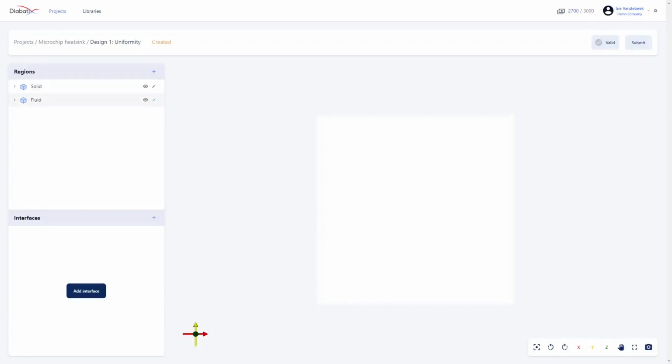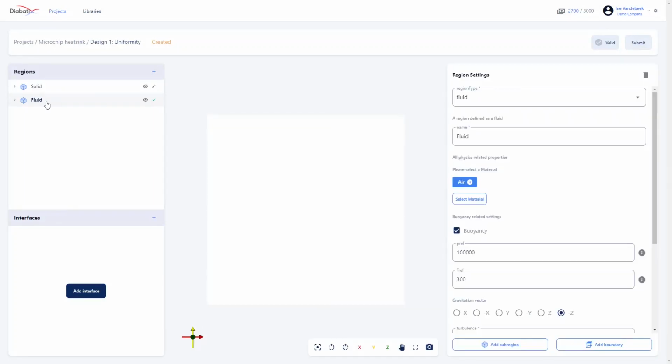When buoyancy effects are to be included in a specific region, this can be enabled by clicking the buoyancy checkbox. Several parameters need to be set. First, the direction of the gravity vector should be specified.